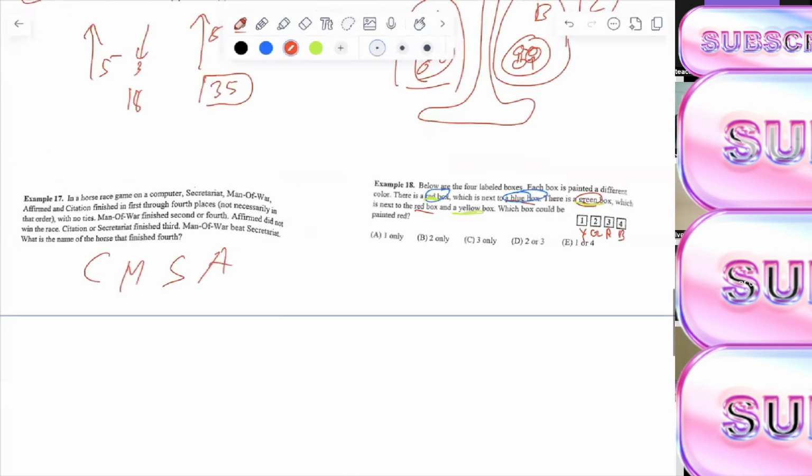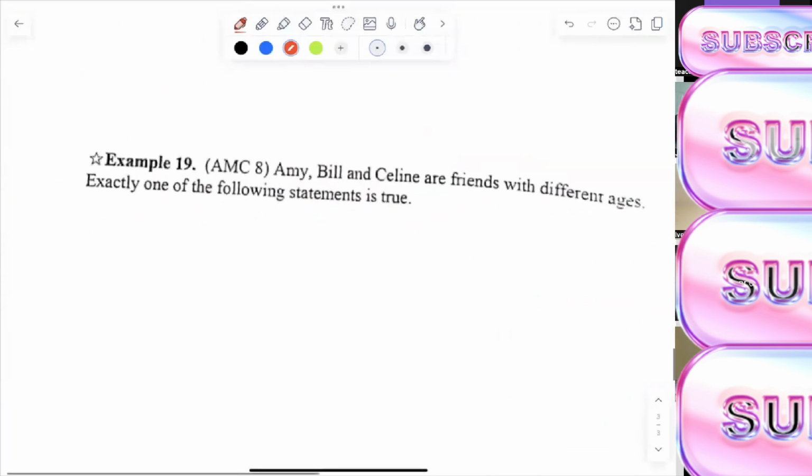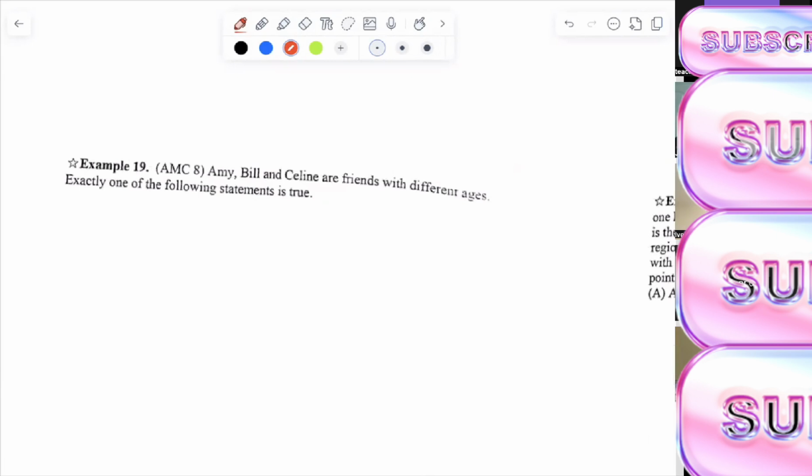So let's now tackle problem 19. This is example 19, which is an AMC8 question. Amy, Bill, and Celine are friends of different ages. Exactly one of the following statements is true. They didn't write it, so basically, these are the 5 statements I'll write for you.